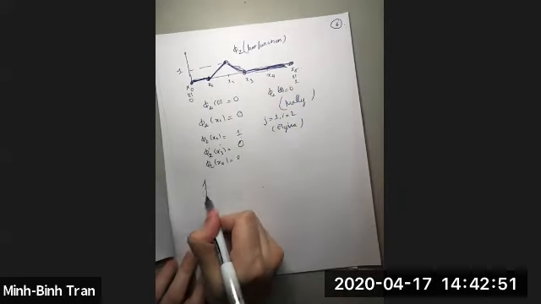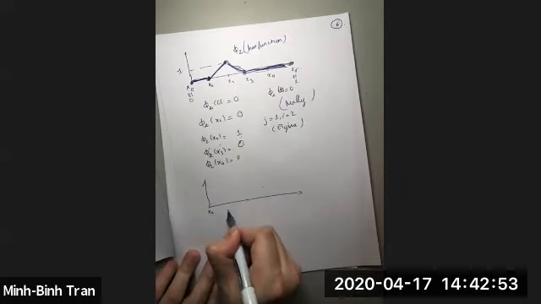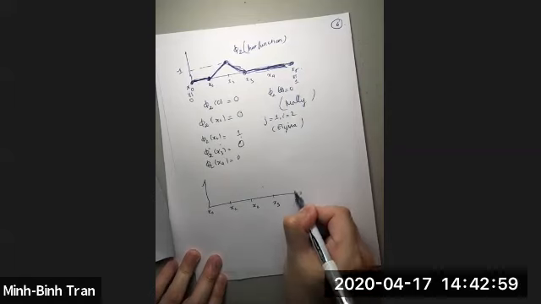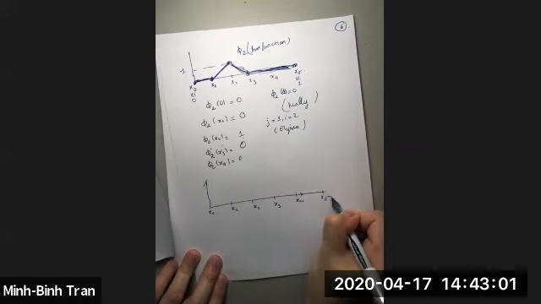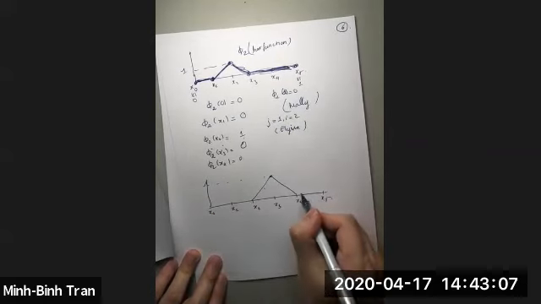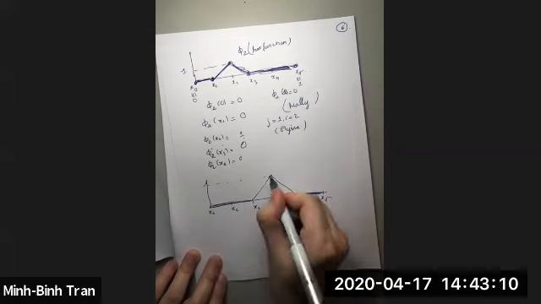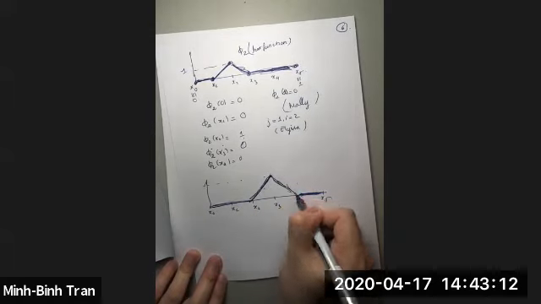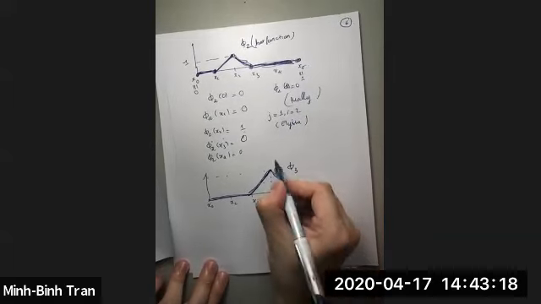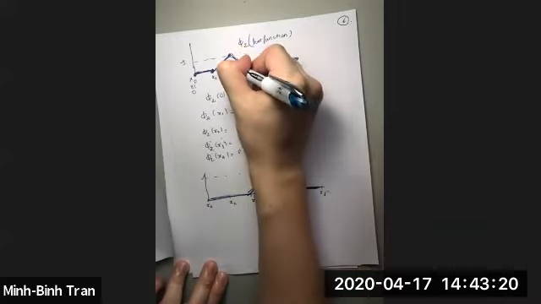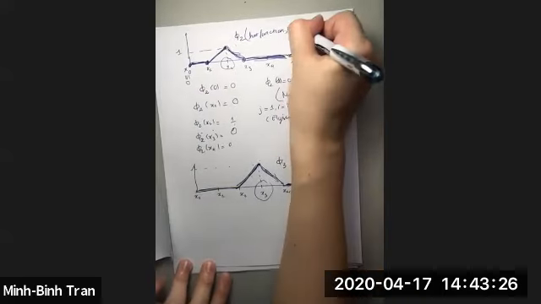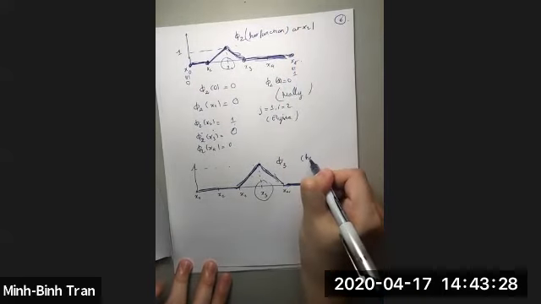Now phi3 will be exactly the same, except that the hat will be at the point x3. Here we have x3, x4, and this is x5. So from this argument, for phi3, it's going to be like this. The top of this hat will be at x3, right? And phi2, the top of this hat will be at x2.